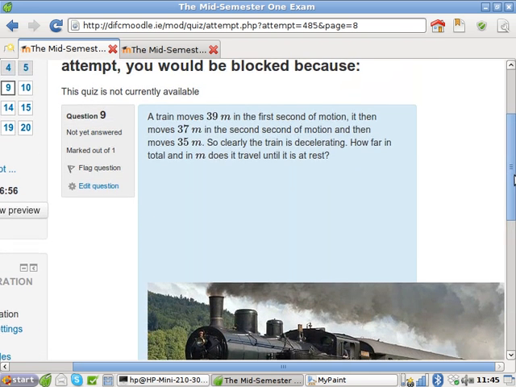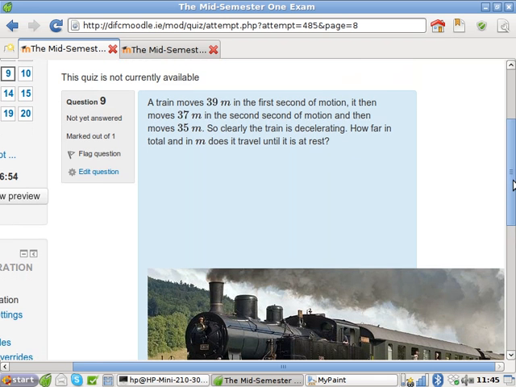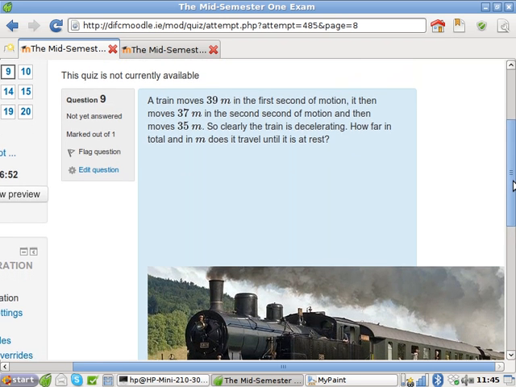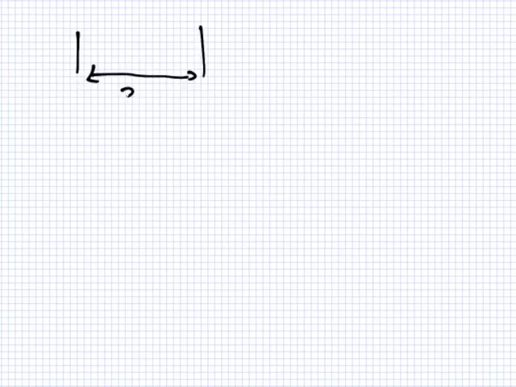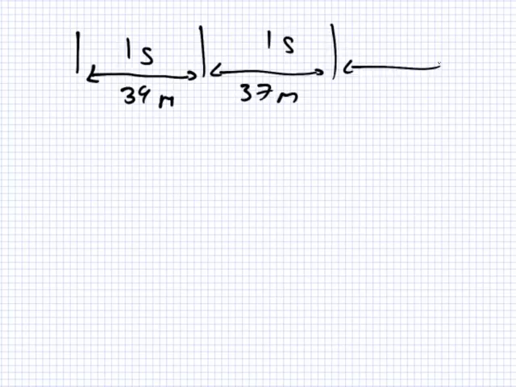A train moves 39 meters in the first second, then 37, then 35. How far does it travel until it is at rest? That was a little hard, but I thought maybe somebody would get it. So if you look here, in the first second the train travels 39 meters. Then in the next second it travels 37 meters. And then the last second it travels 35 meters. Okay?